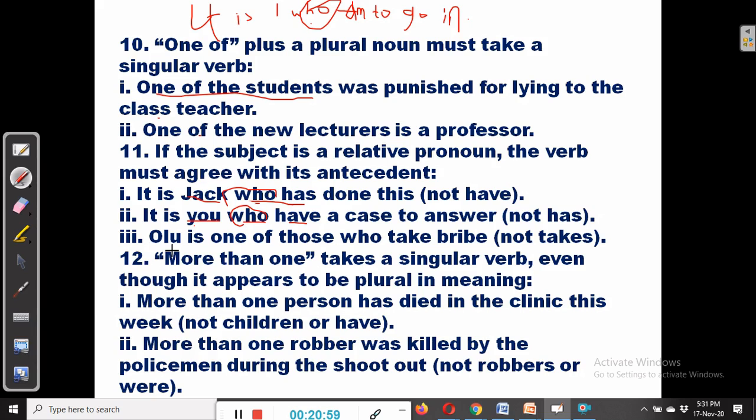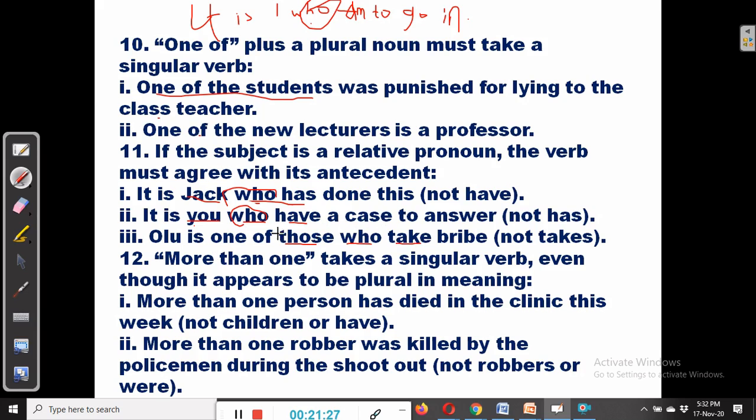Now the third one: Olu is one of those who dash bribe, one of those who take bribe. Of course, because the antecedent of "who" here has changed, it is no longer Olu that is the antecedent of "who". The antecedent of "who" here is "those". And this is why the verb must be plural.